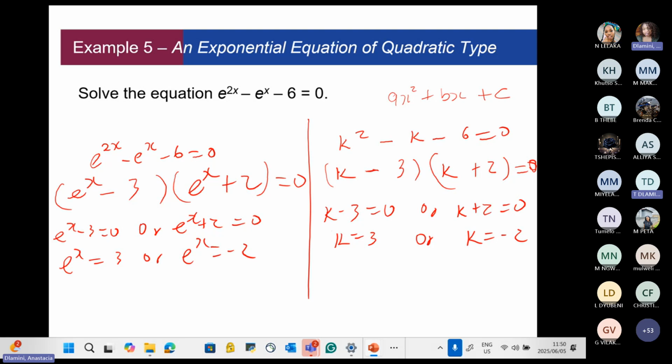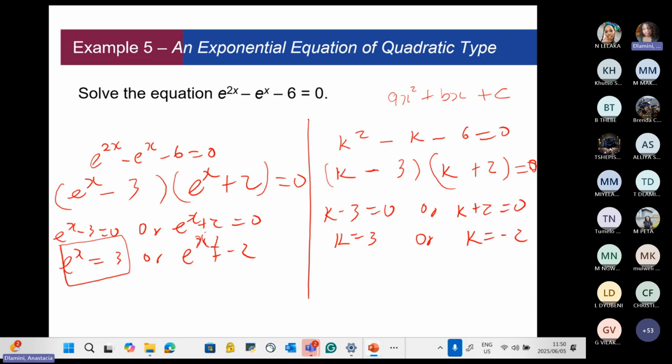Now let's do the left-hand side. Is there a number that, if I put it in for x here, will give me a negative number? Never. So this is not an answer. Do you see that? So the only answer is this one.